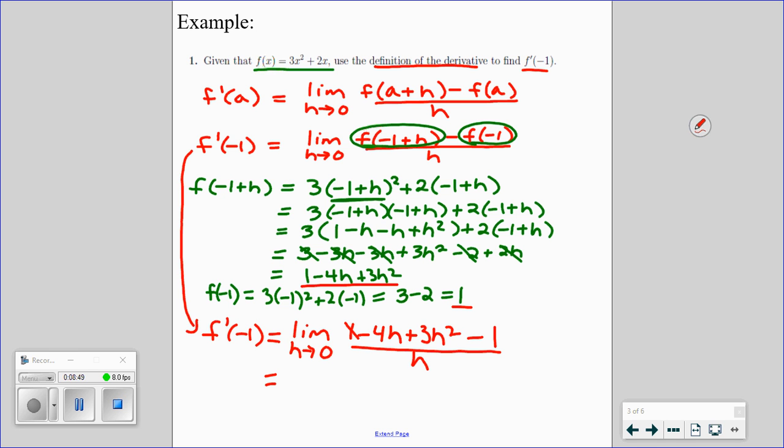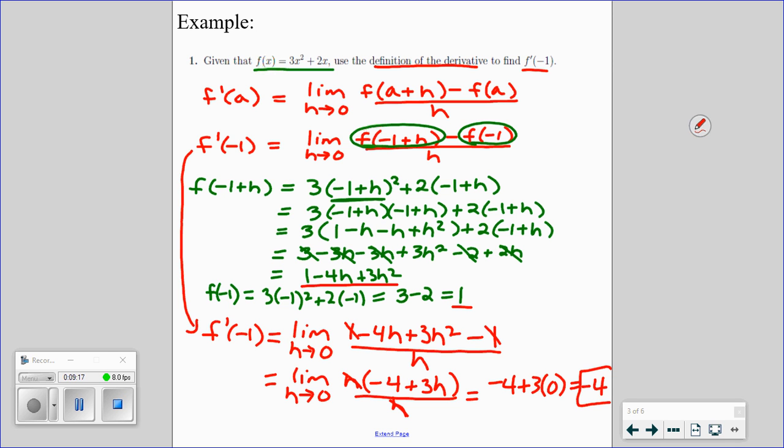And then with a little bit of simplifying, we'll be able to evaluate this limit. Your 1s are going to cancel. Okay, and we can factor an h out of the numerator. So by factoring h out, that'll leave me with -4 plus 3h all over h. The h's will simplify, and then I can just plug in zeros to evaluate my limit, and it ends up equaling -4. So the derivative at x equals -1 for this function is -4.